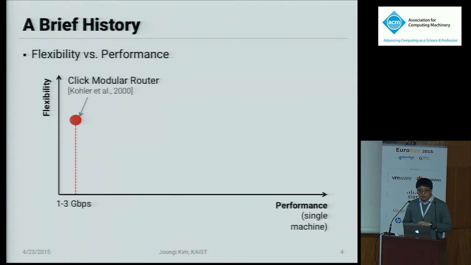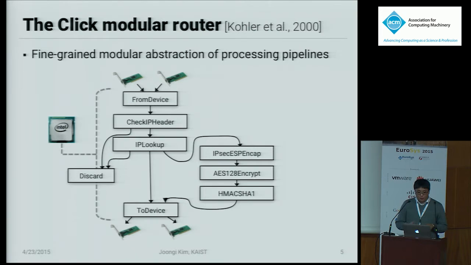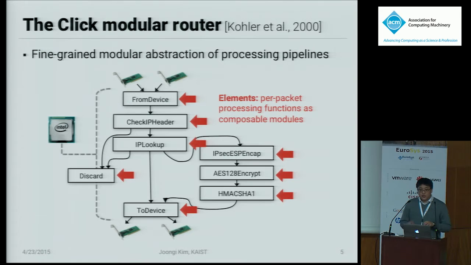Before we present details of NBA, let me first give a brief overview of the evolution history of the software-based packet processing frameworks. First, the Click modular router by Eddie Kohler. It is the most popular framework used by many for its abstractions. Click has introduced a fine-grained modular architecture for packet processing. The example here shows a hypothetical software router including an IP lookup module and IPsec encryption modules with all stock Click elements. In Click, each packet processing function is abstracted as an element and they can be composed with other elements.